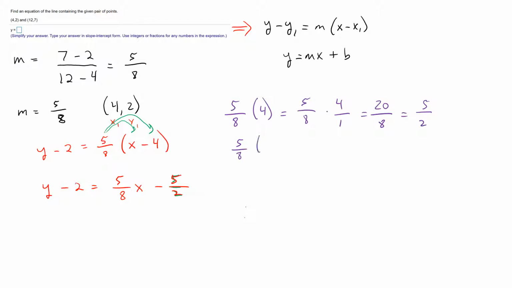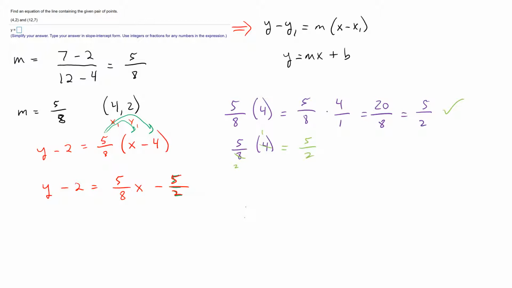Or again, 5/8 times 4. There's really no need to multiply straight across, although we could, like I just demonstrated. We could just reduce right here. 4 goes into 4 once, 4 goes into 8 twice, and then that would give me my 5/2.